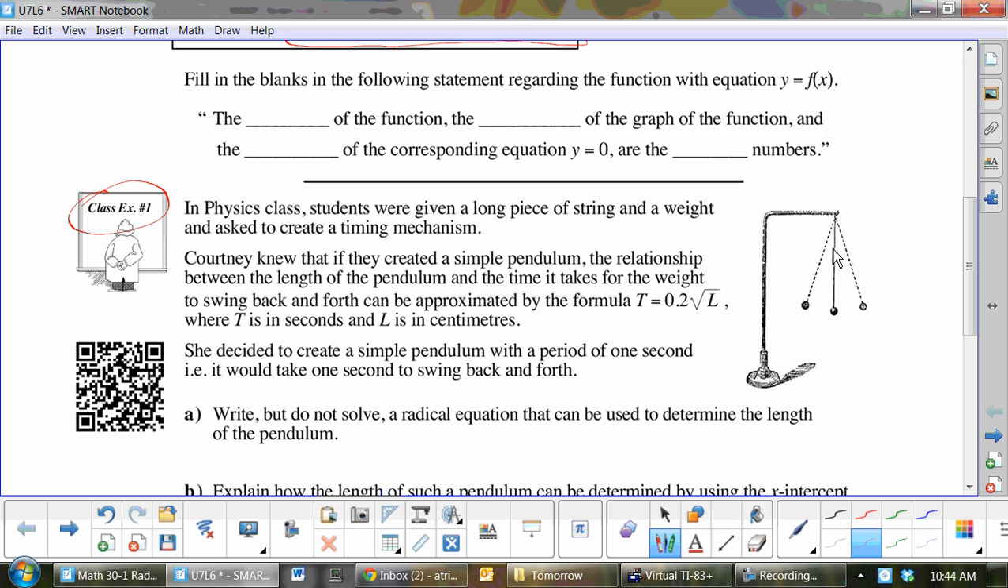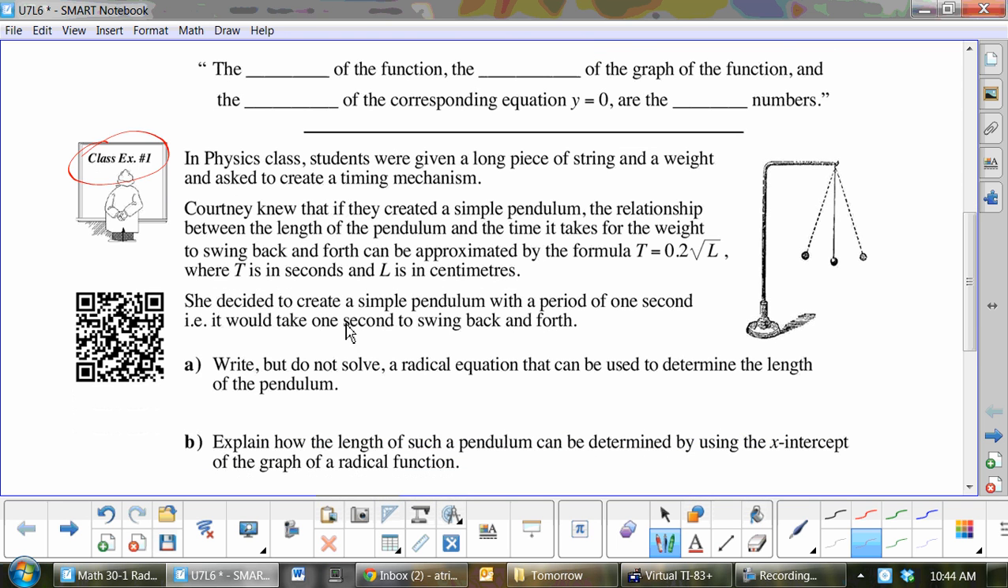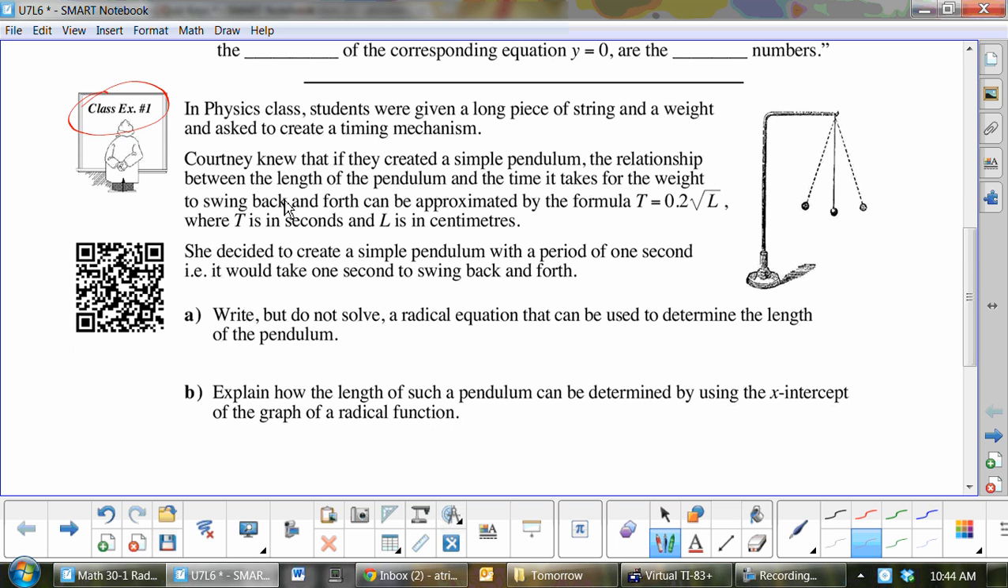Okay, if something is quite short, to do one whole back and forth, it takes less time. Okay, if this thing is huge, you can see obviously it would take way more time. So this formula is used to be able to find either the length or the time. So if I know the time, I can figure out the length of the pendulum. If I know the length of the pendulum, I can figure out how long it would take to swing back and forth.